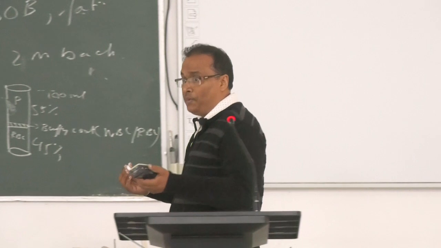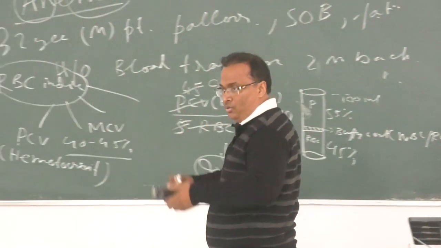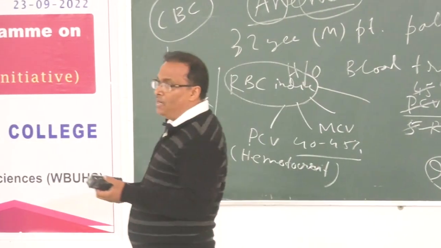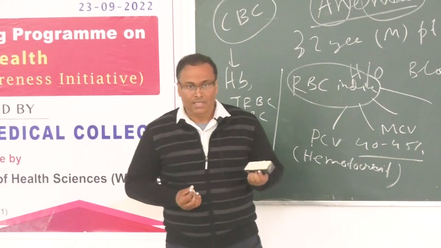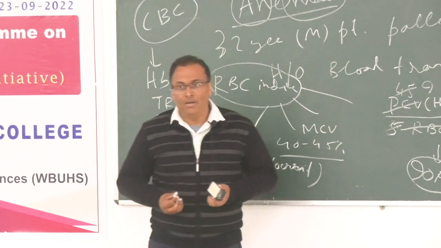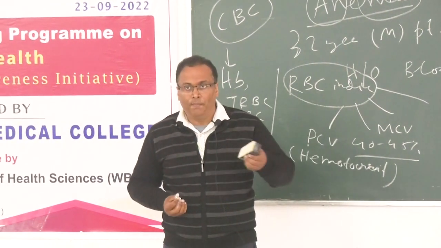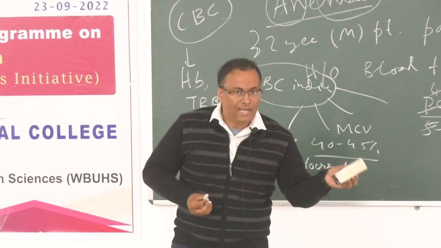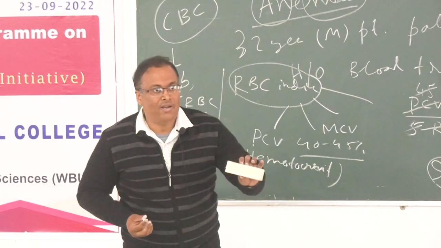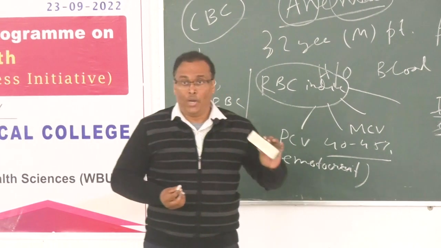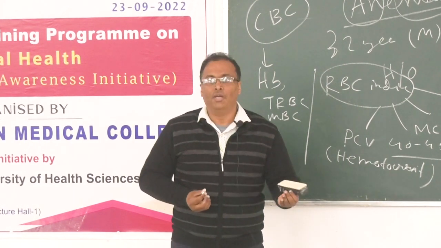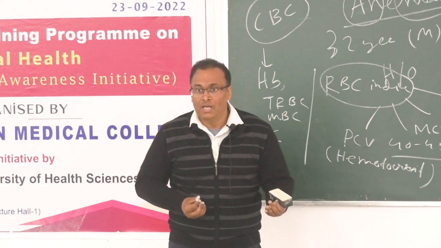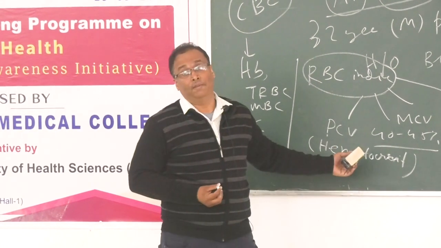Because suppose a patient in Gangtok, their hemoglobin percentage and oxygen carrying capacity will not be the same as mine. We are in plains. That's why it depends to some extent on the age, sex and also the environment. So anemia means reduction of RBC count, reduction of hemoglobin, reduction of PCV.